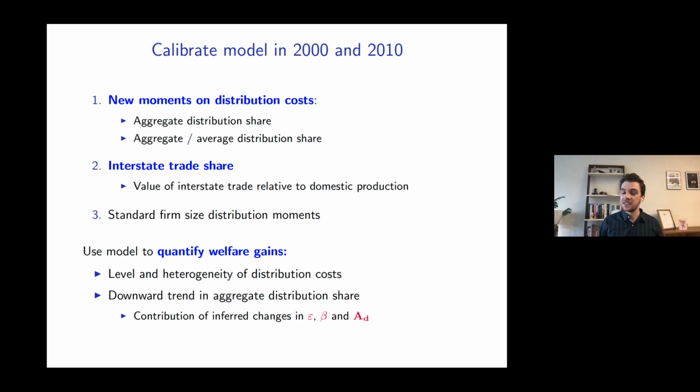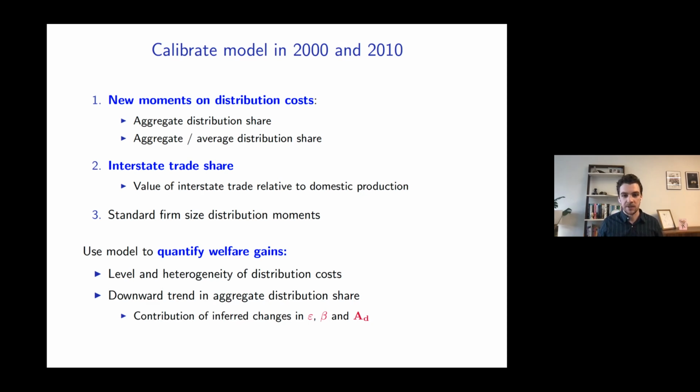But we're also going to need one extra data moment to help pin down the fixed costs and the rate, and that's going to be the interstate trade share. On the next slide, I'll show you that we've digitized new data and are putting together some new data on interstate trade in India, which is going to help calibrate the model there. And thirdly, we're going to match some standard firm size distribution moments, because we have rich heterogeneity in firm sizes in the model.